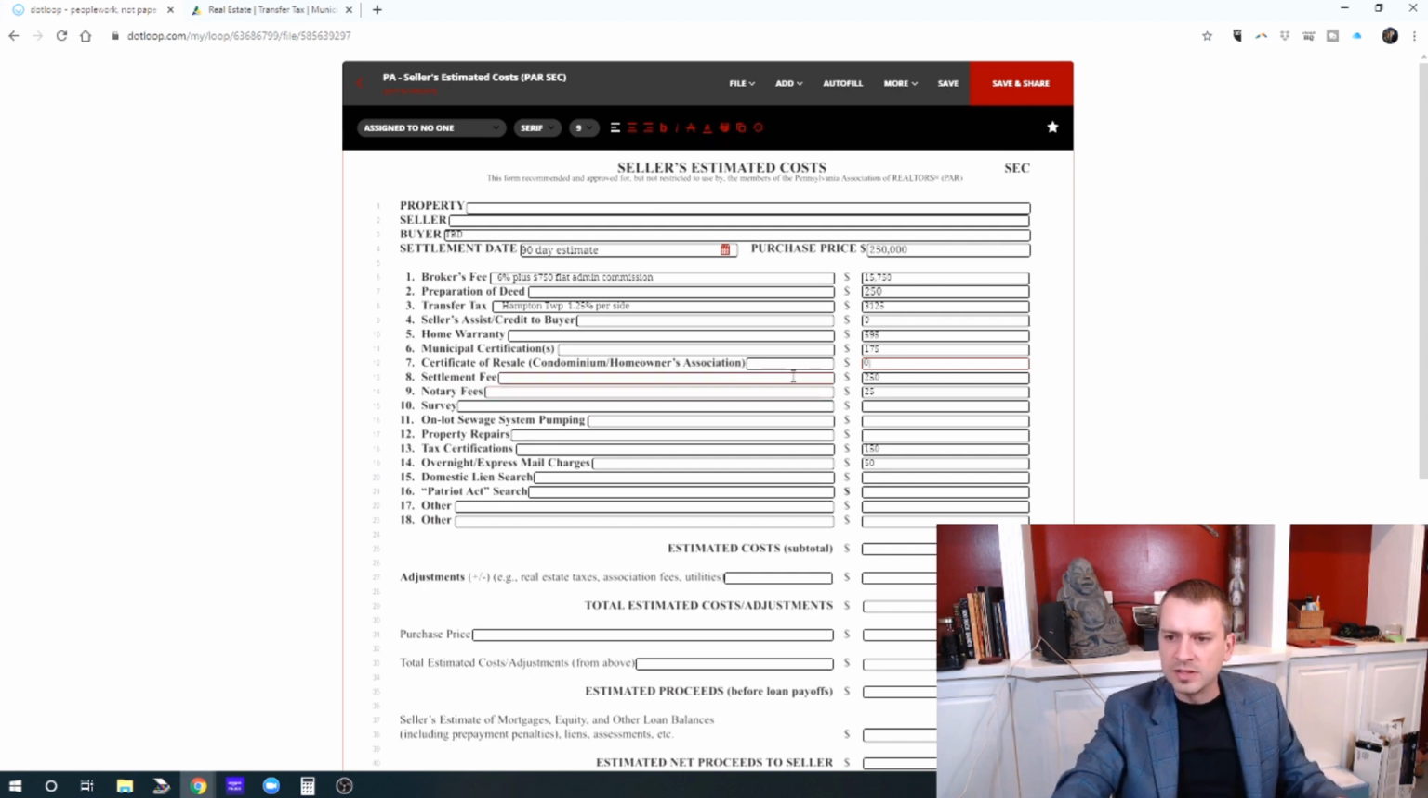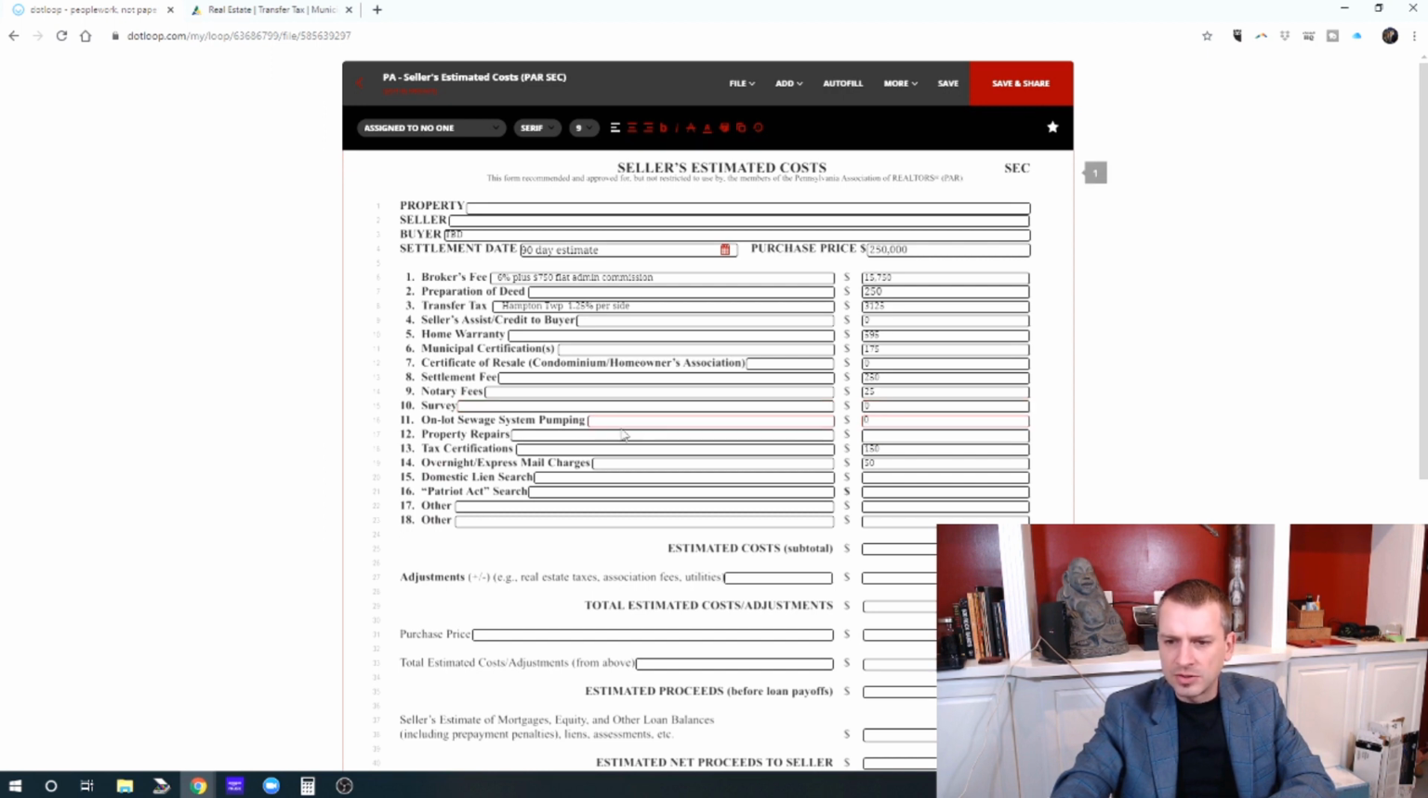Settlement fee. This is going to be the settlement fee charged to the seller by the title company in Pennsylvania. Again, usually it's under $250. I'm putting $250 in there to be safe. Notary fees, same thing. Usually it's like $25 or less. The seller doesn't have to pay for a notary unless it's negotiated in the deal, so we're putting a zero.